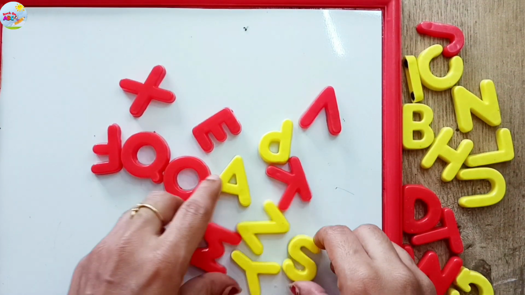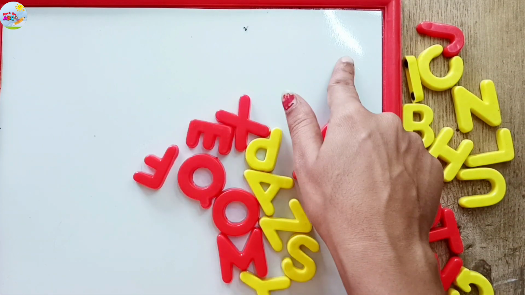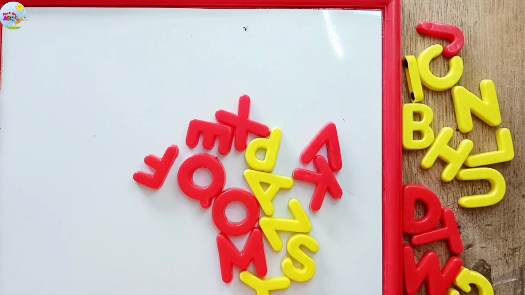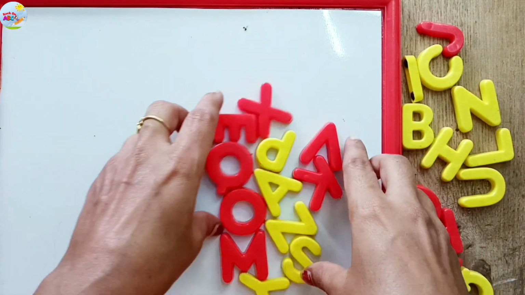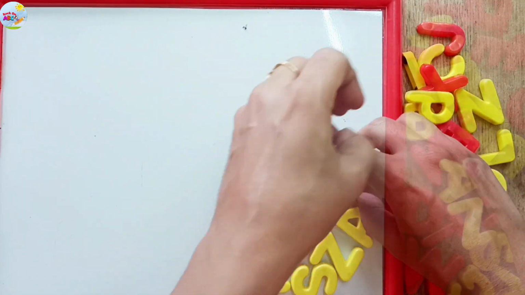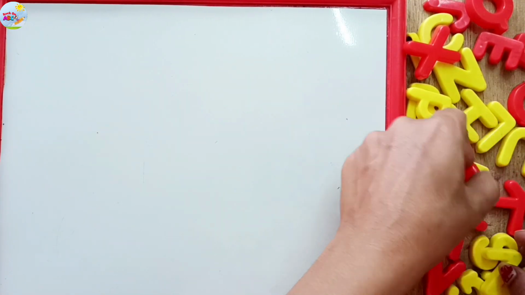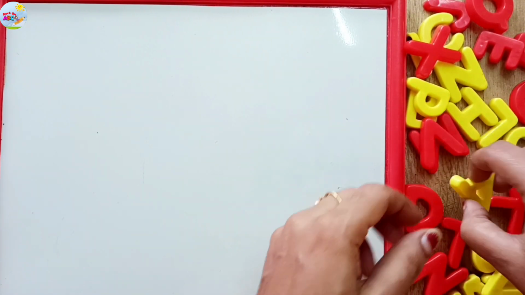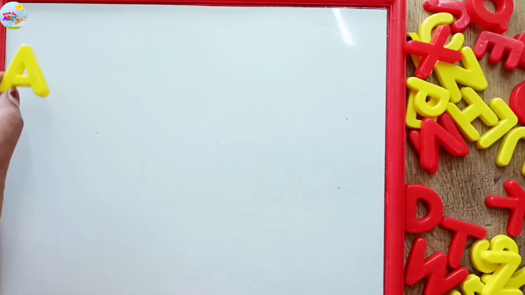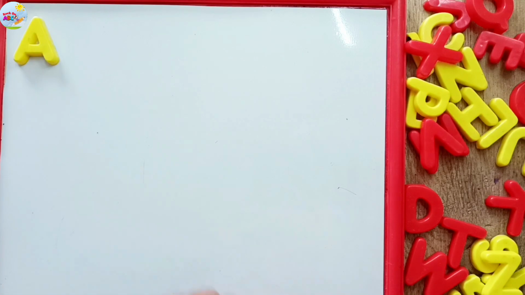Today we will find the alphabets, we will search the alphabet and we will arrange the alphabet from A to Z. So let's get started. Let's find the alphabet A. Where is A? Oh, this is A. I found the A. So let's place it here.